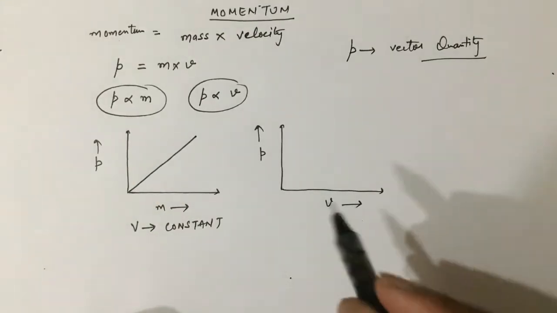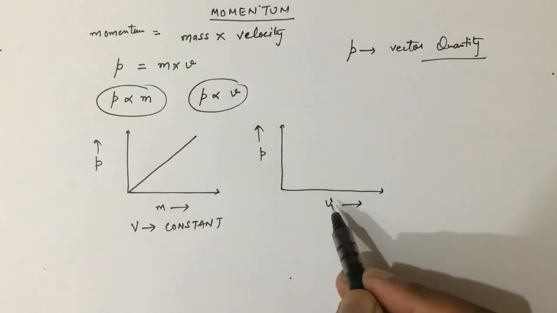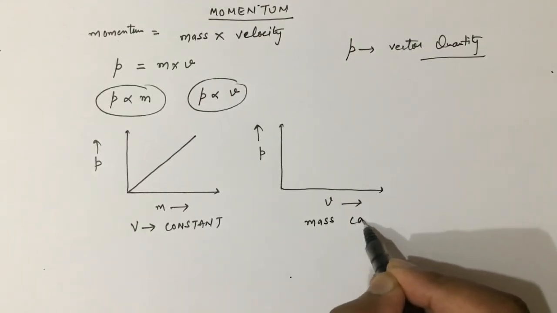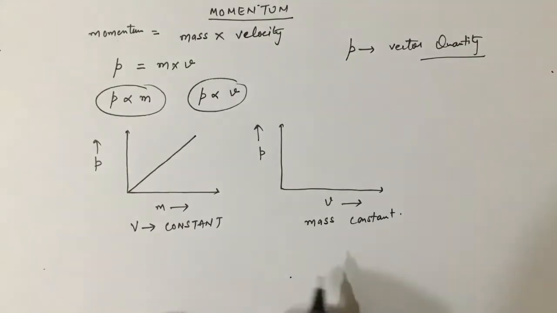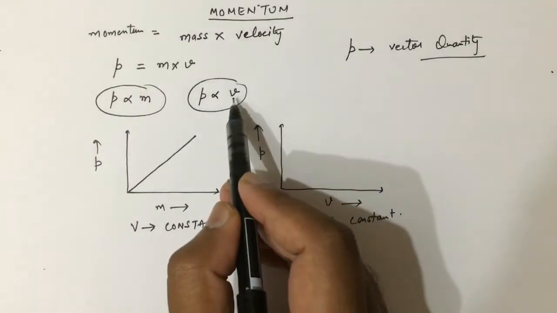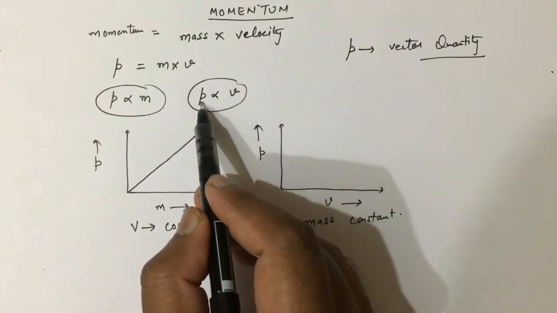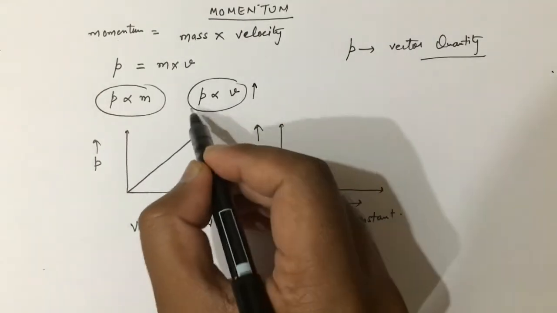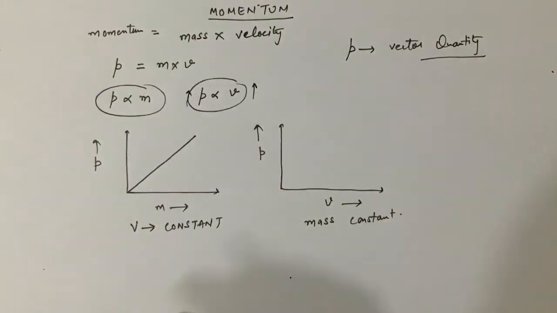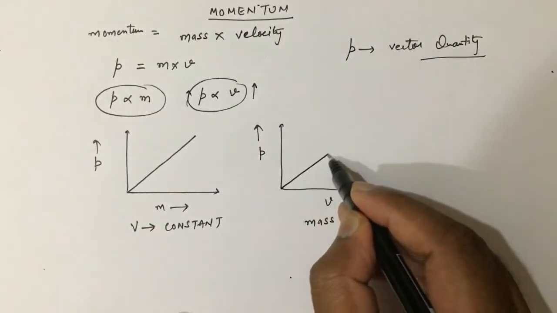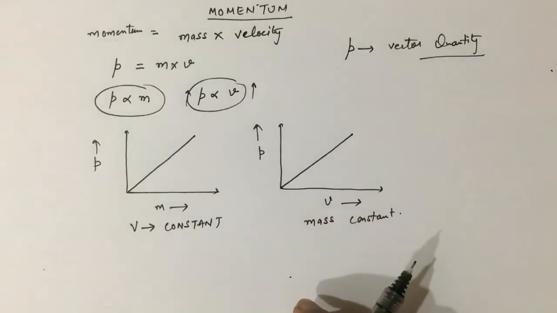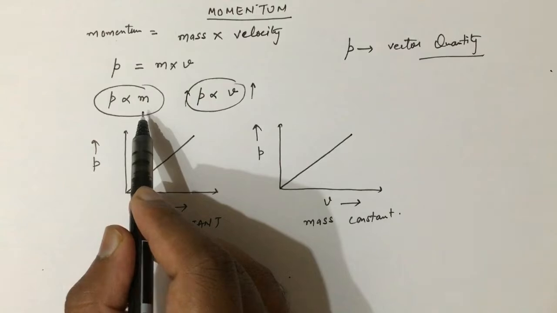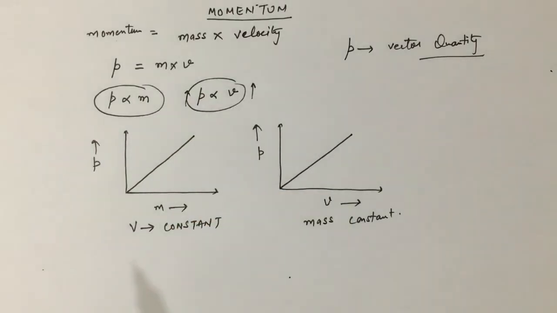But in the case of momentum and velocity, if you keep the mass constant, momentum is directly proportional to the velocity, which means when you increase the velocity the momentum will increase, because momentum is directly proportional to the mass and velocity. Clear?